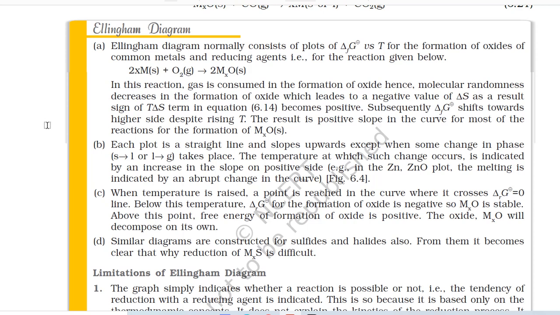C. When temperature is raised, a point is reached in the curve where it crosses the ΔfG° equals 0 line. Below this temperature, ΔfG° for the formation of oxide is negative, so MxO is stable. Above the point, the free energy of formation of oxide is positive. The oxide MxO will decompose on its own. D. Similar diagrams are constructed for sulfides and halides also. From them, it becomes clear why reduction of MxS is difficult.